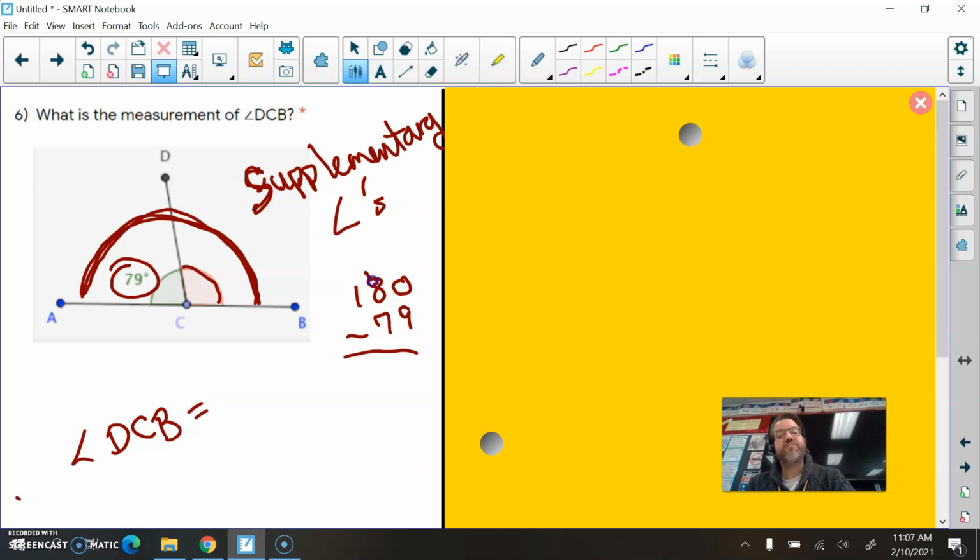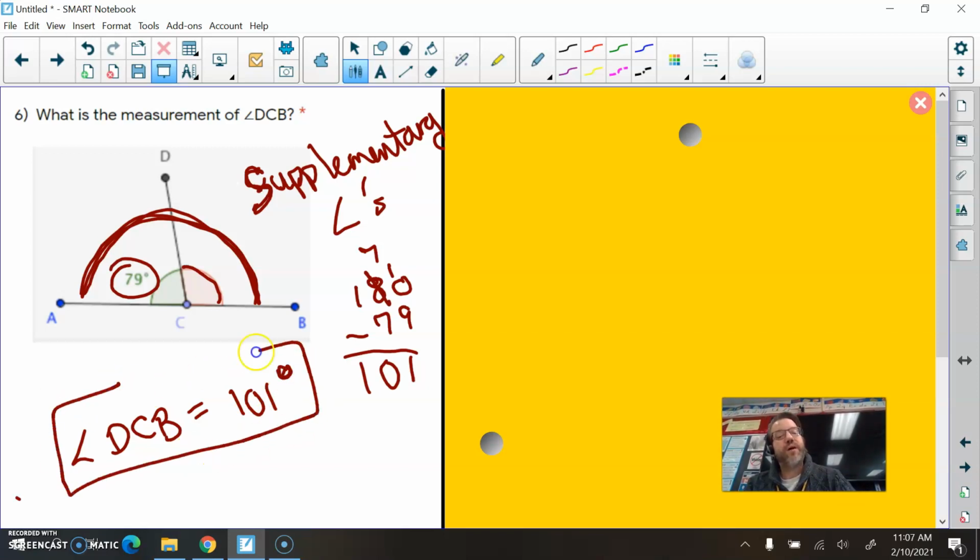I can show myself making this 8 into a 7. This becomes 10. 10 minus 9 is 1. 7 minus 7 is 0, and then we have the 1 over here. So 101 is our answer. Angle DCB has to be 101 degrees. You can check this answer when you're done by just adding 79 degrees to it, and together they should add up to 180 degrees, and they do. So those are supplementary angles.